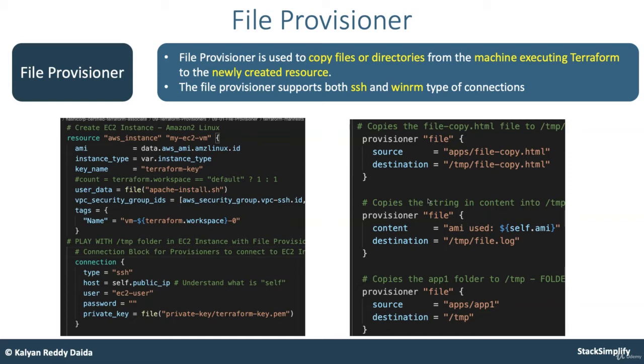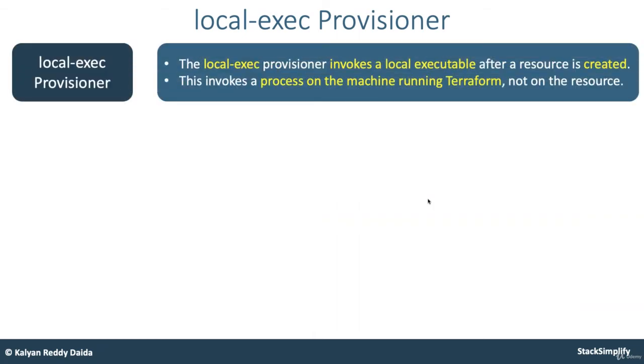In the same line, let's move on to the next provisioner, which is the local-exec provisioner. The local-exec provisioner invokes a local executable script after a resource is created. When you run terraform apply and an EC2 instance is created in the AWS cloud, after that you can use the local-exec provisioner to run scripts directly on your local machine where you are running Terraform. This invokes a process on the machine running Terraform and not on the resource in the AWS cloud.